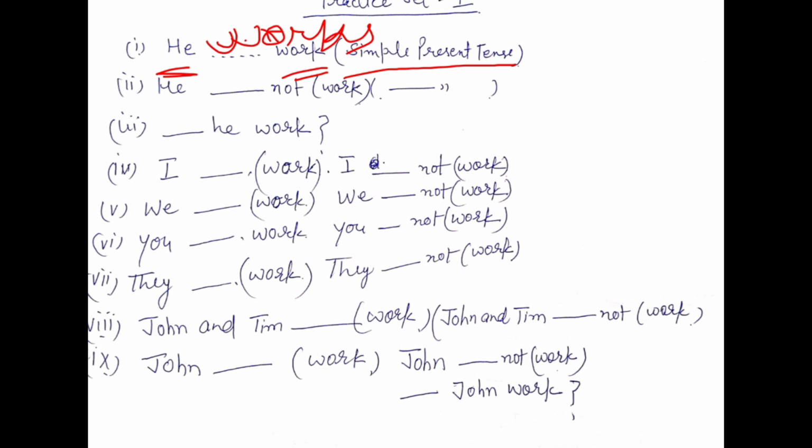Next sentence is in this way: he dash not, and main verb is given, work. And you come to know your sentence is negative because not is given. So in a negative sentence, you know that with the third person singular, you have to use helping verb does. When we use helping verb does, there is no need to use s or es with the main verb. So your sentence is in this way: he does not work.